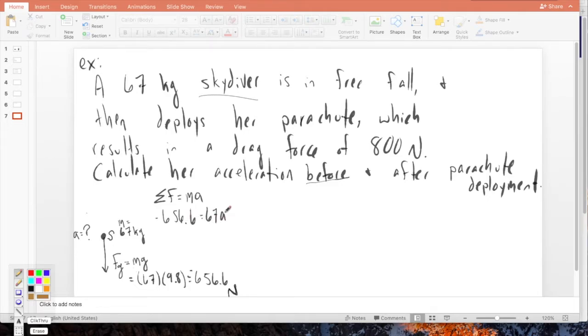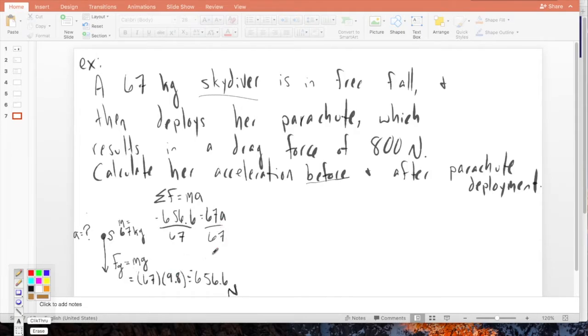How can I solve for that A, that unknown variable? How can I solve this problem? Easy enough, just divide both sides by 67. I think you can see already that we kind of took a long way of doing this. It's exactly what we did down here. Negative 656.6 equals the mass times 9.8.